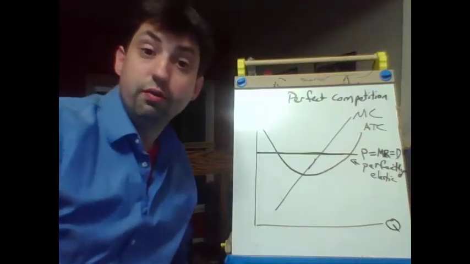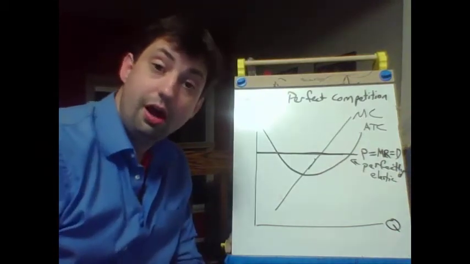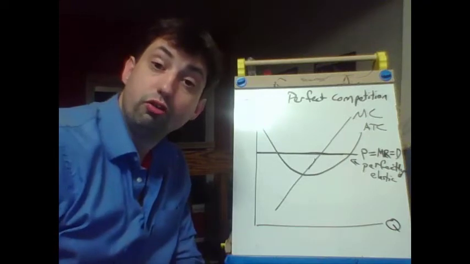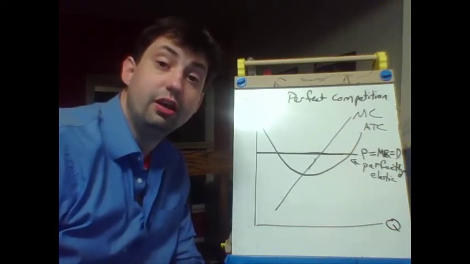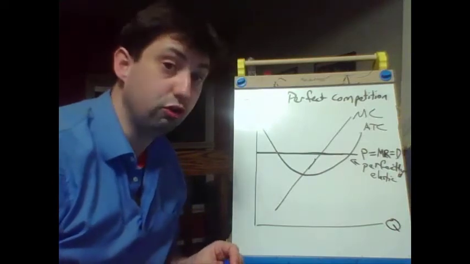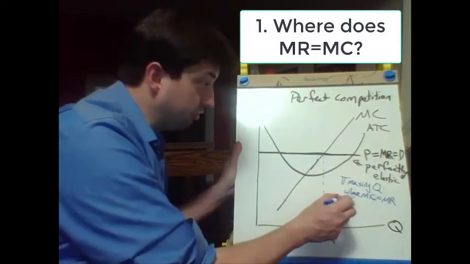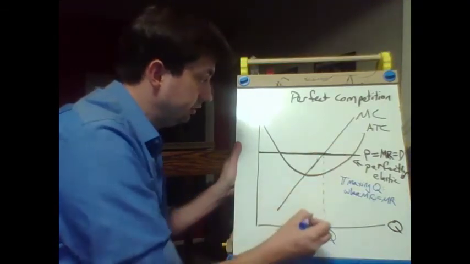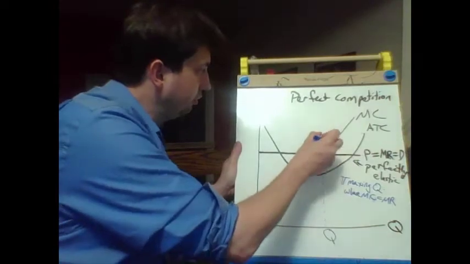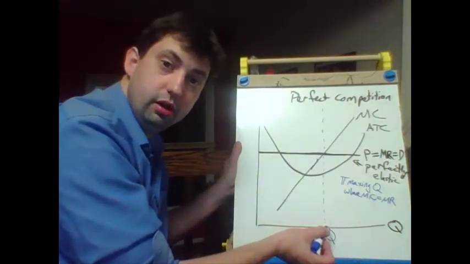So now we solve the diagram, and this always follows exactly the same rules. The optimal is always where marginal cost equals marginal benefit. In this case, marginal benefit is marginal revenue. Our profit maximizing quantity is always where marginal cost equals marginal revenue, right here. Let's draw a straight line straight up. This quantity becomes our reference point.